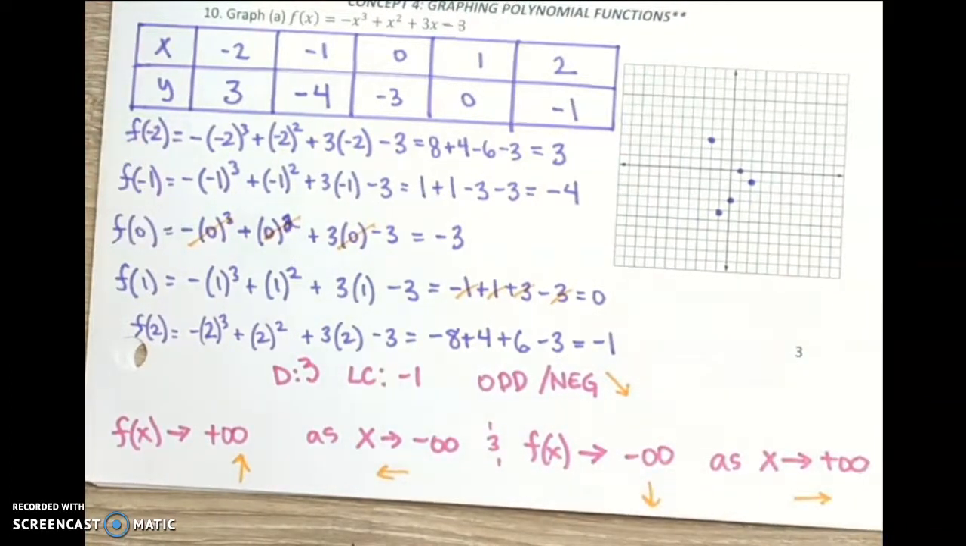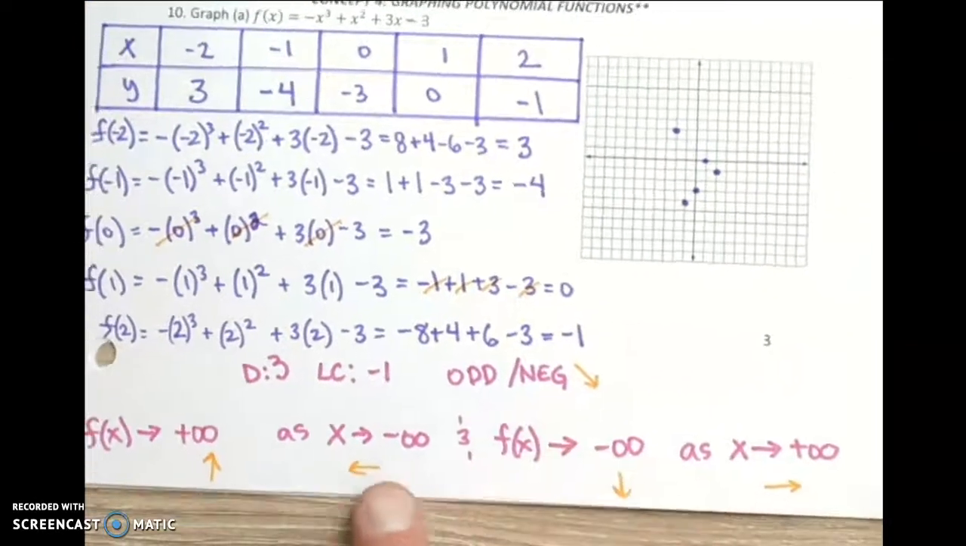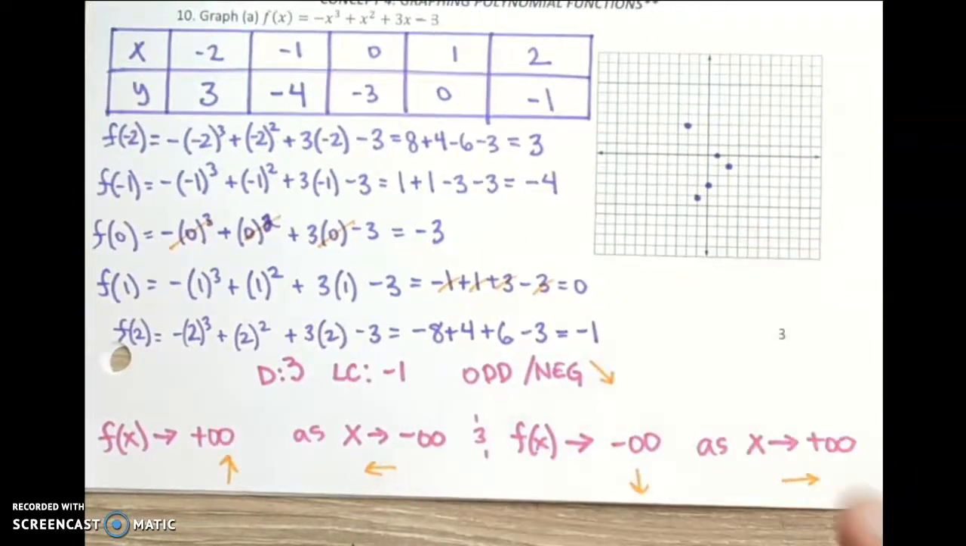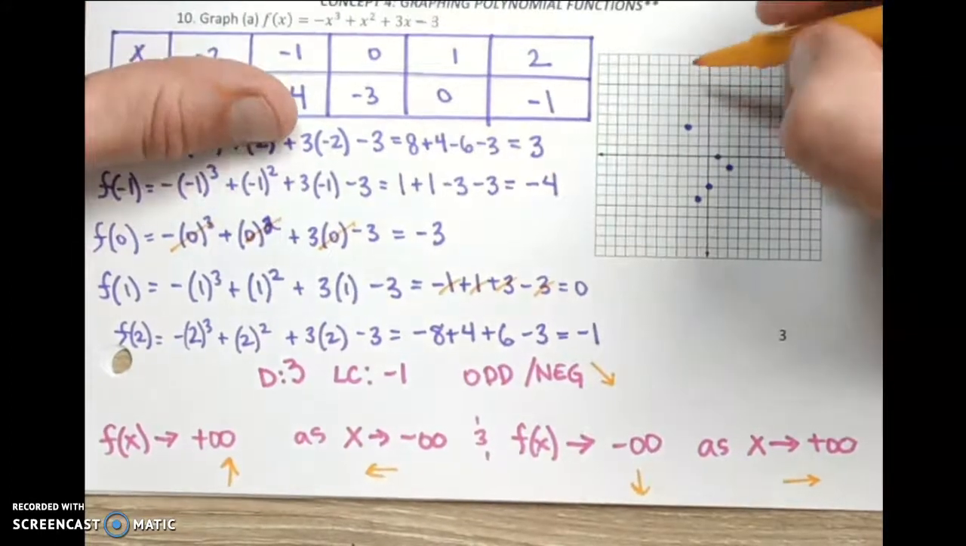Alright, so these arrows and this end behavior is going to help us with our graph. So I'm using these points right here and this end behavior to go ahead and do that. I'm going to use this yellow marker. Hopefully you can see it well enough.